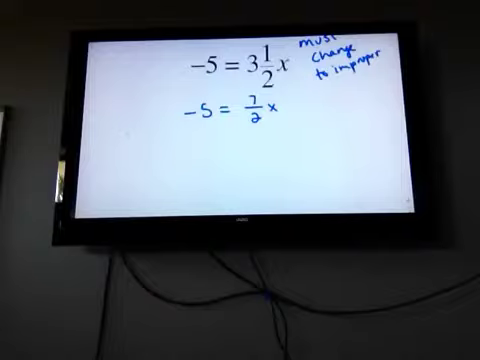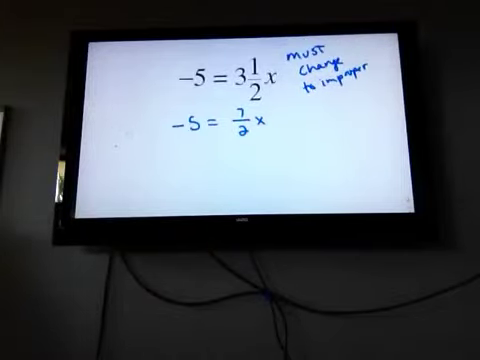All right, so my LCD is 2. It's the only denominator in the question. So both sides times the LCD of 2.